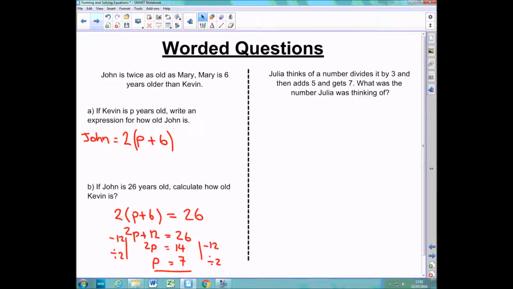I've got a question here on the right. I would like you to try and form an equation, and then solve that equation to try and get the answer.